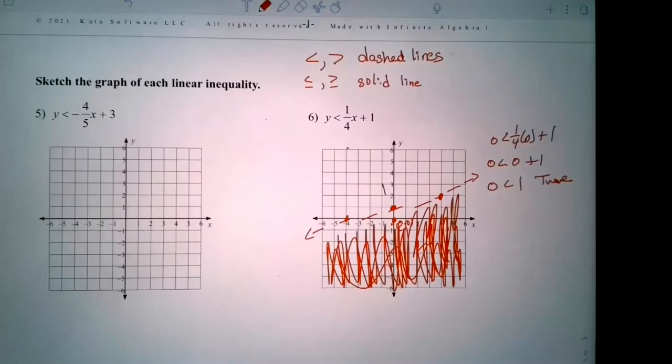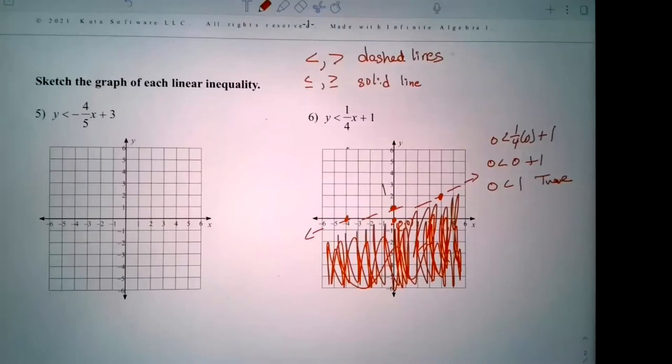So those three things there. Some of you forgot to shade at all. Anytime you're graphing a linear inequality in two variables, you're shading, because remember, everything in that shaded area is a solution as well, not just what's on the line, like an equation. Anything in the shaded area is a solution.